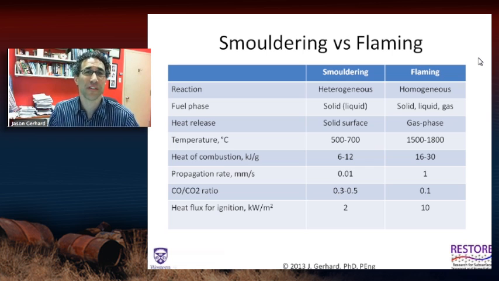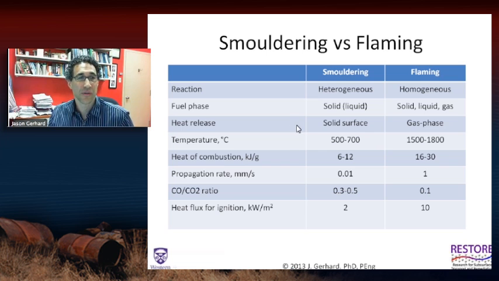Now here's just a small comparison between smoldering and flaming, because it's easy to get the two confused, and we're much more familiar with flaming reaction. So if you look at the first line here, flaming is a homogeneous reaction. By that we mean that the gas and the fuel and the oxygen are in the same phase. They're both in the gas phase, and they mix homogeneously. Whereas smoldering has the fuel in the solid or the liquid phase, and the oxygen is in the gas phase. So that's why it's called heterogeneous, because they're not in the same phase. They don't mix as easily.